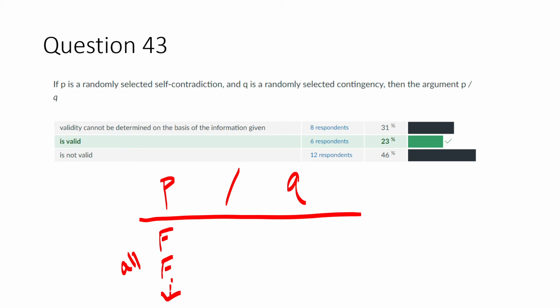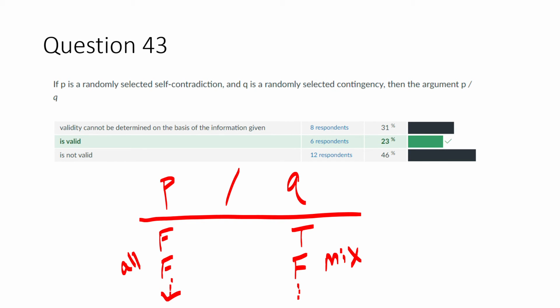Since I don't know exactly what P is, I don't know how many Fs there are. That is to say, I don't know how many rows of Fs there are, but they're all going to be Fs. Q is a contingency. I don't know what it is still, so I don't know how many T's and F's there are, and I don't even know which rows have the T's and F's, but I do know that it's going to be a mix of T's and F's. So that's what the truth table will basically look like.